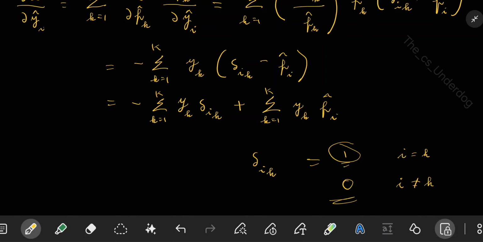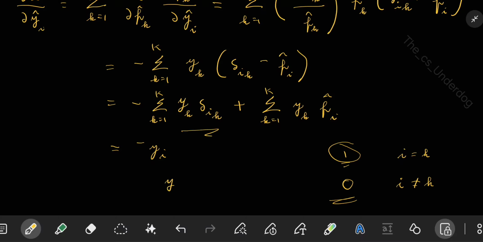So you will understand only one term will remain, that is when i is equal to k, this yk will remain. So when i is equal to k, yk is yi. So what can I write here? Minus yi, right? Just understood this part, right?